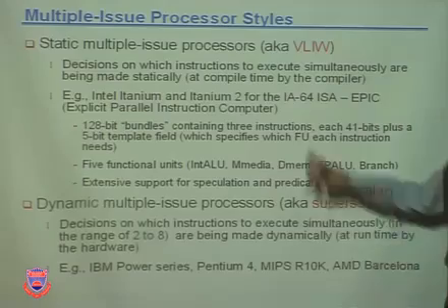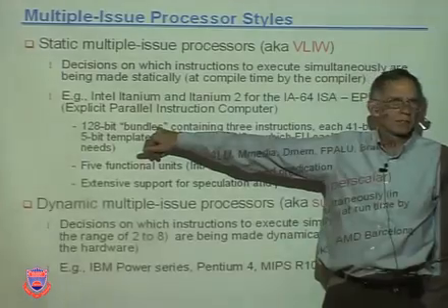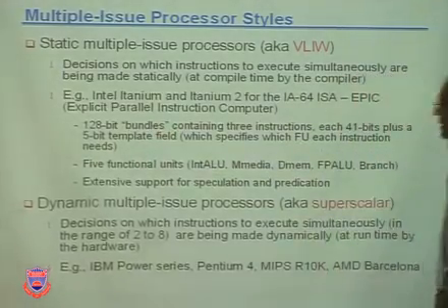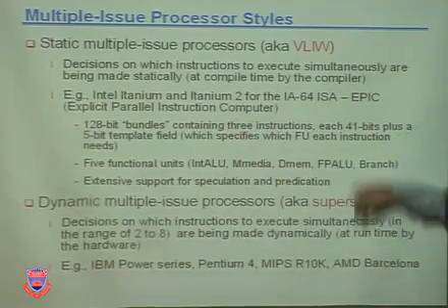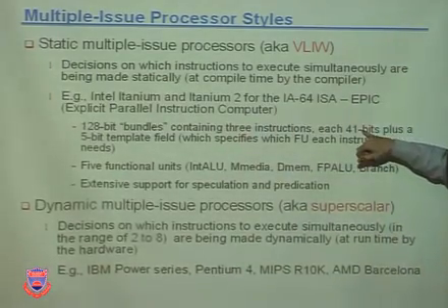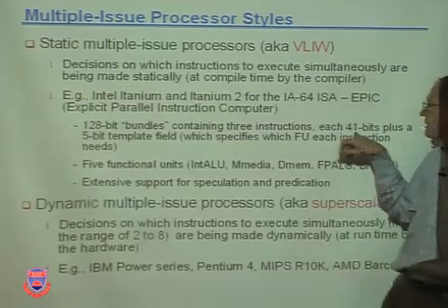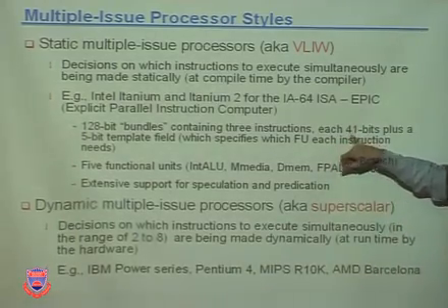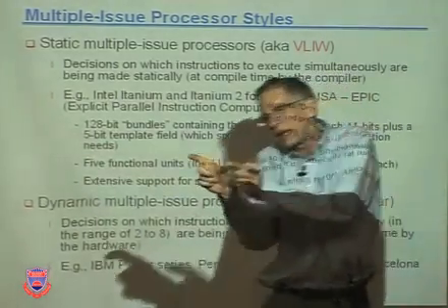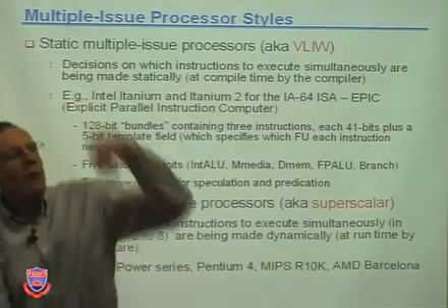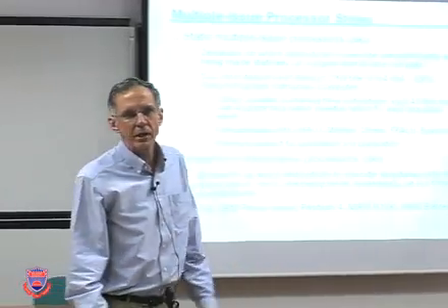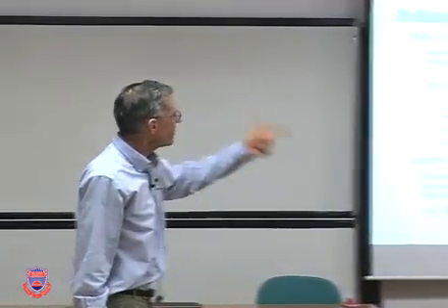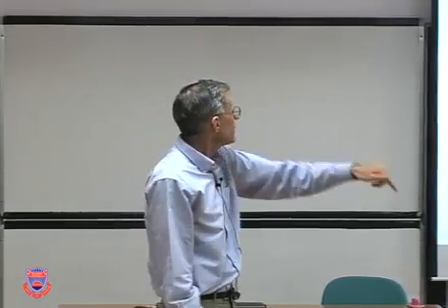What they do is they make bundles of 128 bits, and they contain 3 instructions in the bundle, the long instruction word, which are 41 bits each. So 3 times 41 gives us 123. And then they have a 5-bit template at the beginning that gives information about what the hardware is going to find in the rest of the 128 bits. And the template specifies which function unit each of the instructions needs.